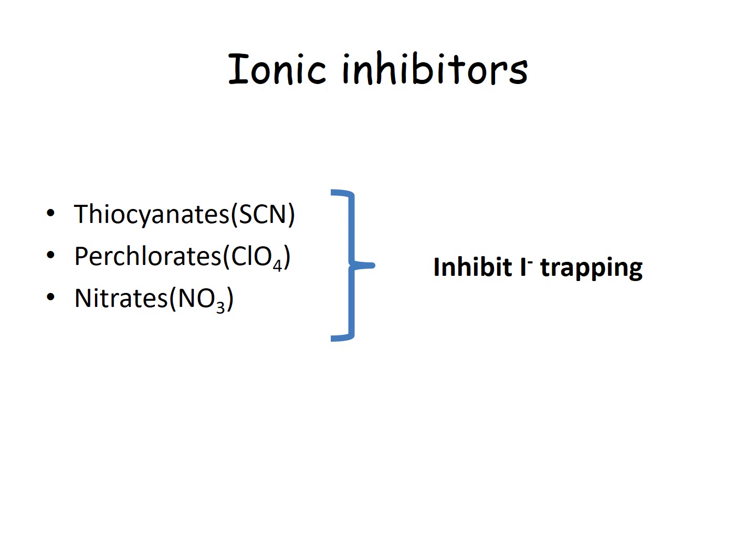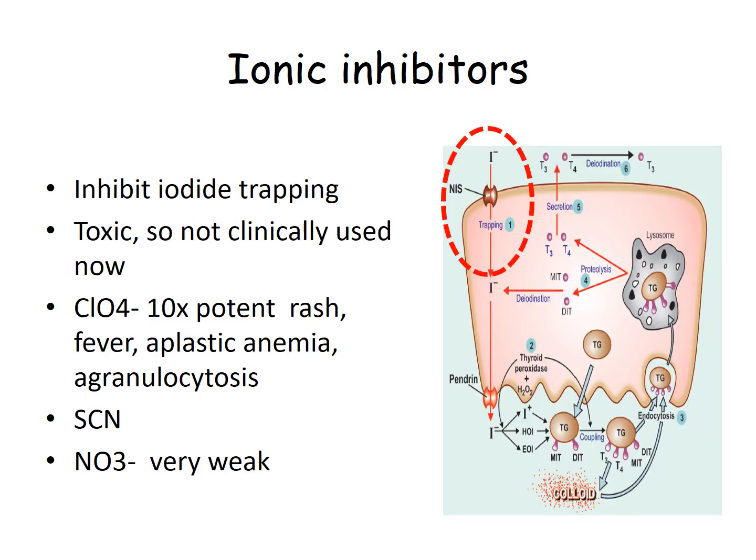Now the next group, ionic inhibitors, which inhibit iodide trapping. The first step of hormone synthesis is iodide trapping, and these drugs inhibit that process. Thiocyanate, perchlorate, nitrate: the majority of them are like salts. Okay, you can see here they are inhibiting the first step. They inhibit the iodide trapping.